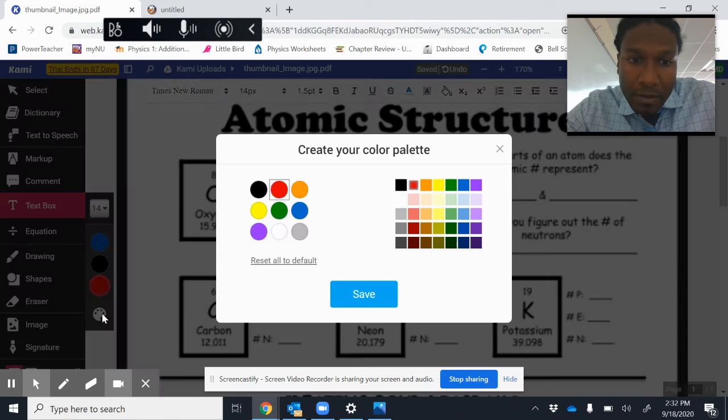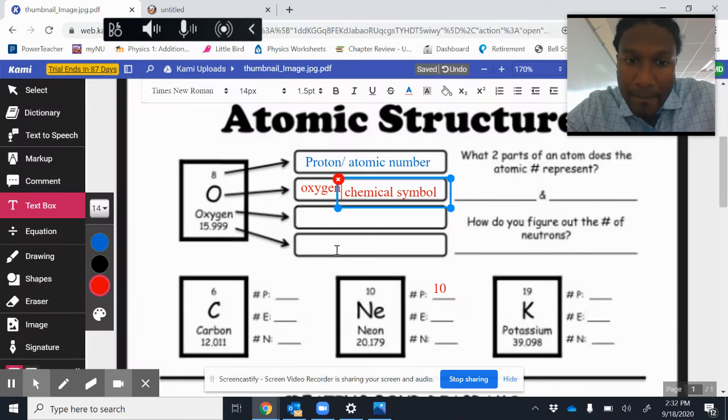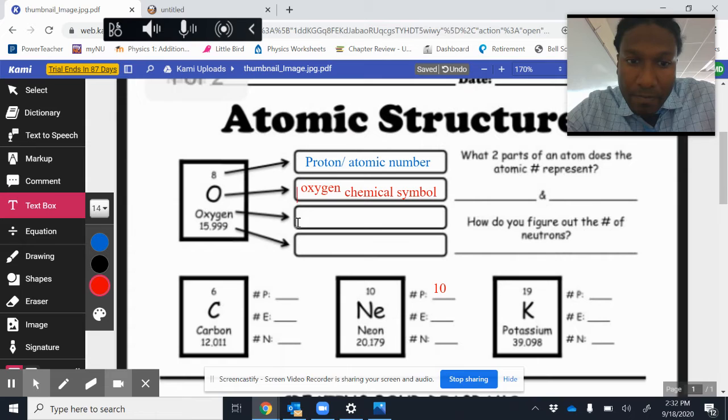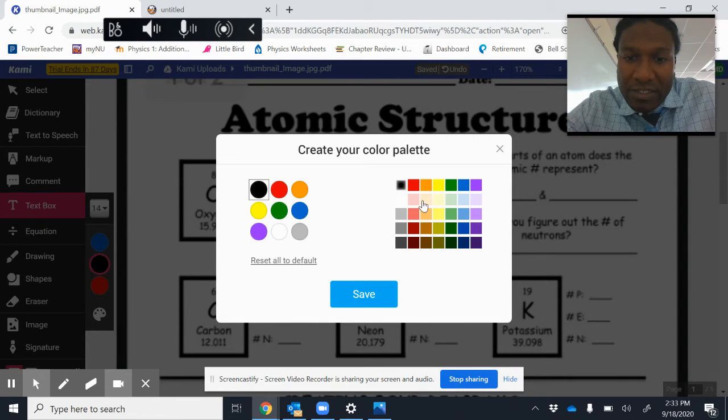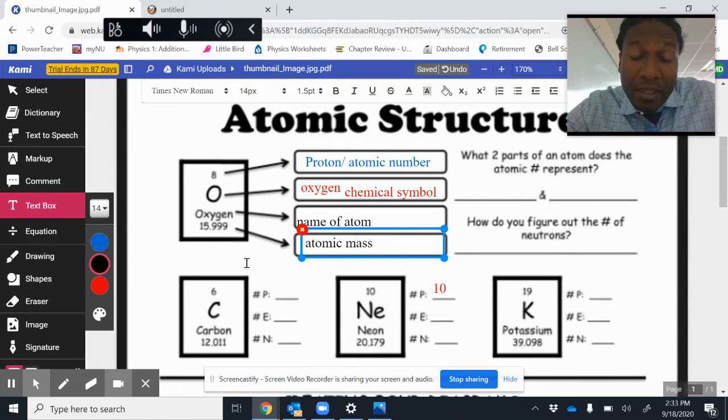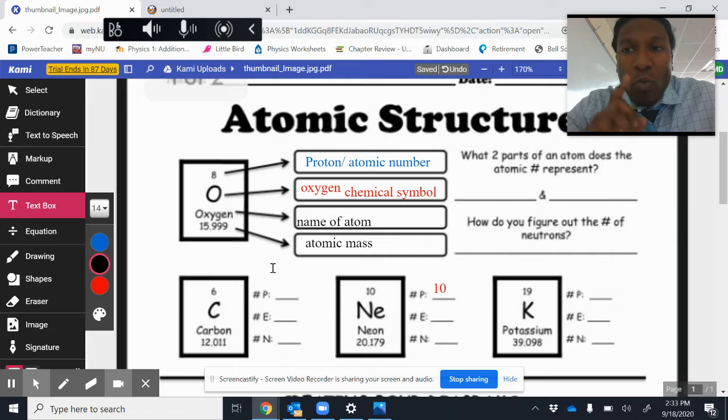Let's go with green. Now, oxygen is the name of the chemical, the atom. And this last number is the atomic mass. This idea is slightly tricky. This atomic mass number, we're not talking about one exact atom. This is just an average mass of all the oxygens on Earth. So this is just an average.